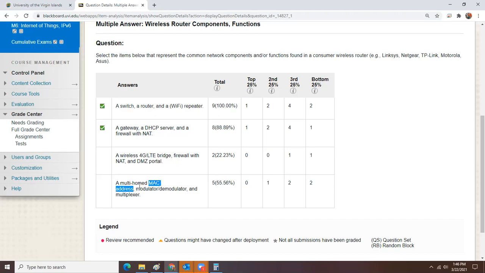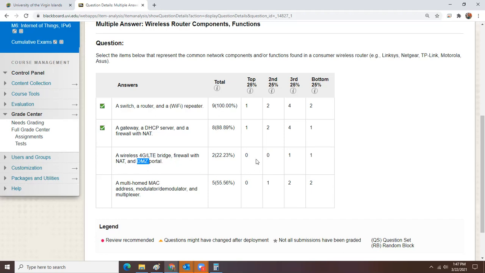A device, a system, an appliance, a wireless router can have more than one MAC address that's active. When you have more than one network interface with more than one MAC address active at the same time, that's referred to as a multi-homed system or a multi-homed device. But MAC addresses themselves are not multi-homed. A wireless 4G LTE bridge, that means we're dealing with the cellular service, not Wi-Fi. And firewall with NAT and a DMZ portal.